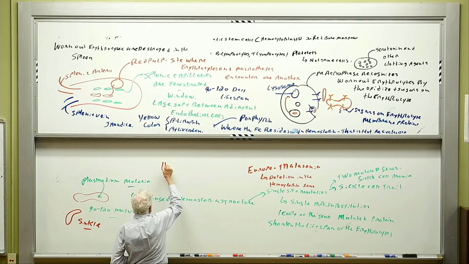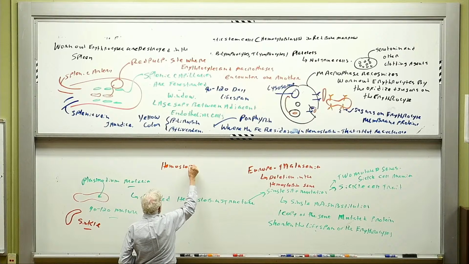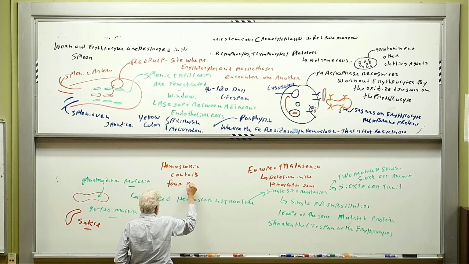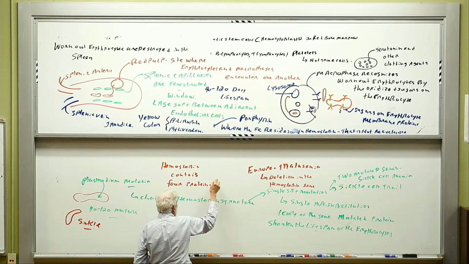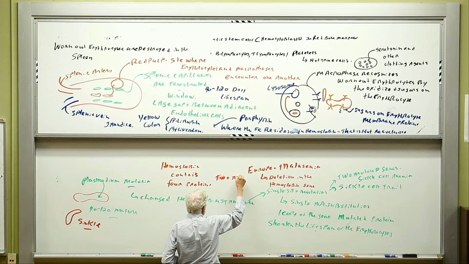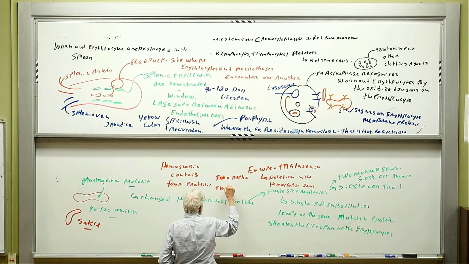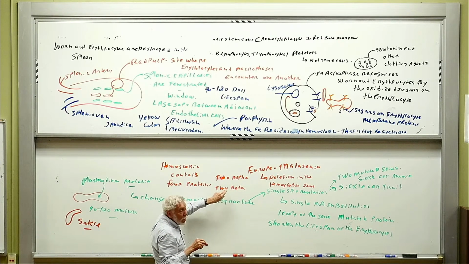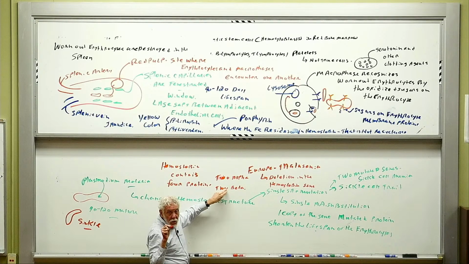Turns out hemoglobin contains 4 proteins. It contains 2 alphas and 2 betas. The mutation is in the beta chain. It's for the gene for the beta chain. There don't seem to be very many mutations in the alphas, and I think it's just too deleterious.